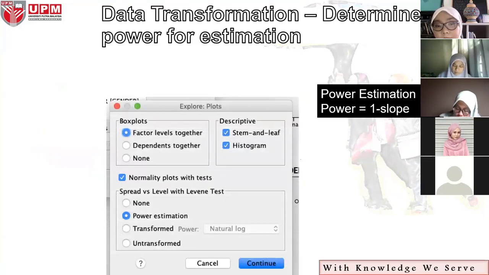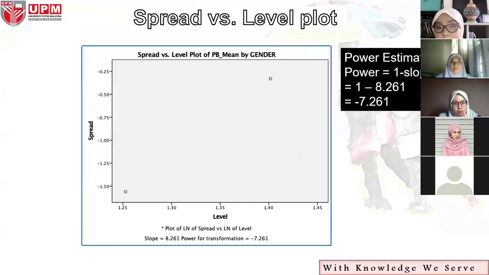Next, click plots. Then you tick factor levels together. For descriptive, you can just ignore this one. Make sure you tick normality plots with tests. Then after you click this one, you tick power estimation. Click for power estimation, and then click continue.